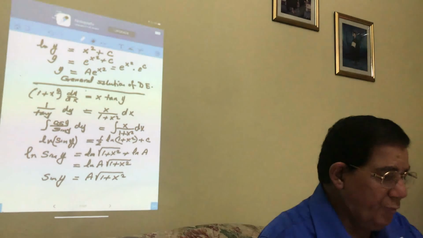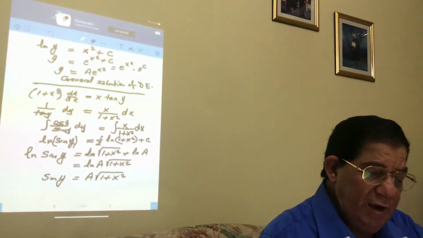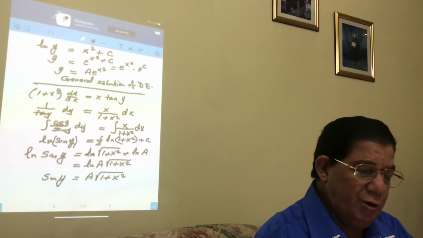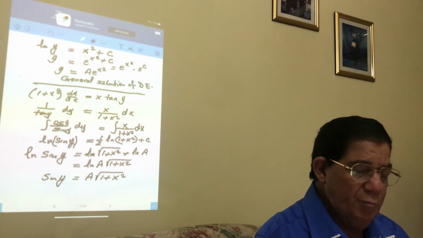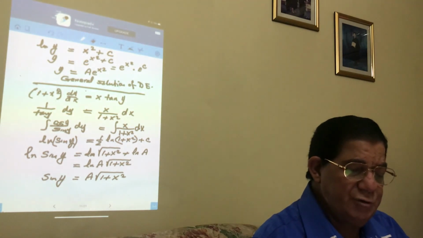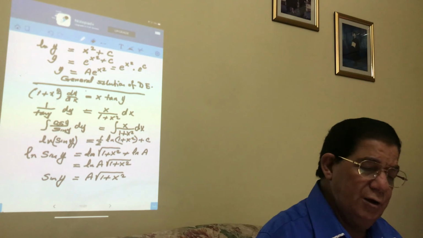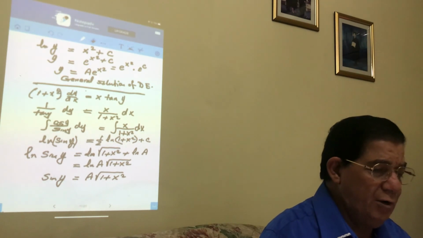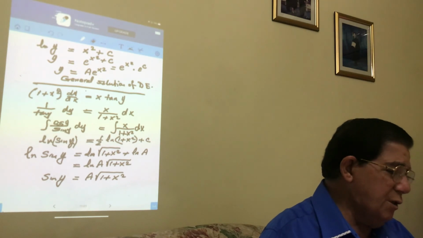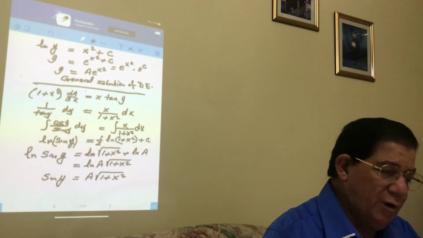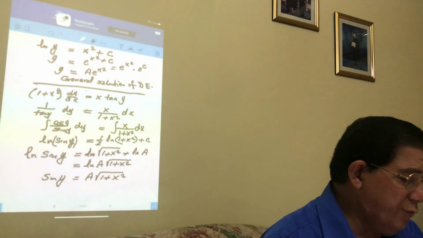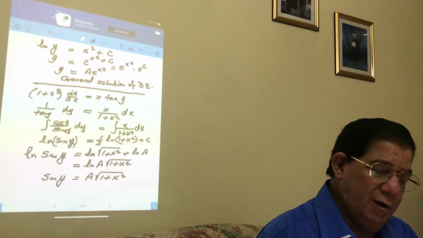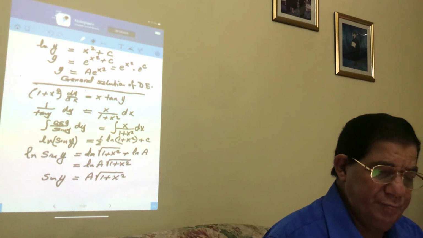Now, we can make the general solution a particular solution by giving the values of x and y, and we get the value of a. In that case, we will be able to get the value of a, and therefore we have a particular integral.